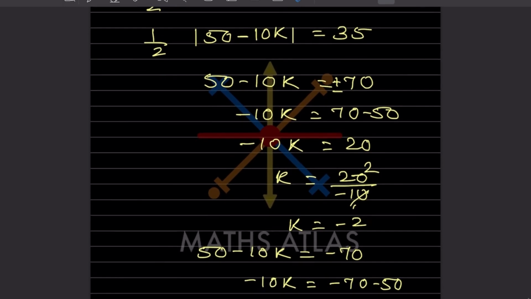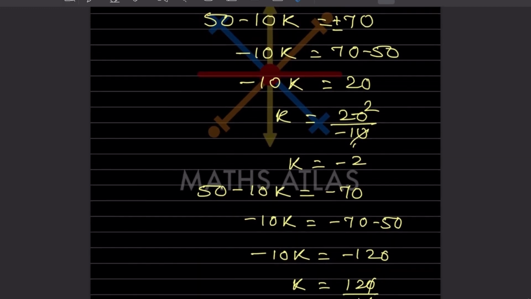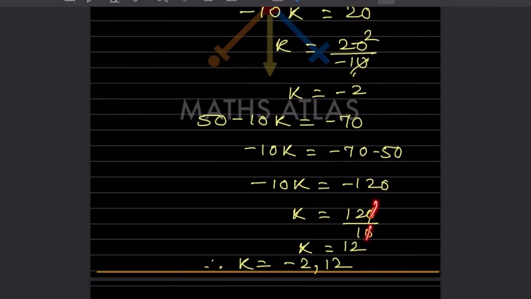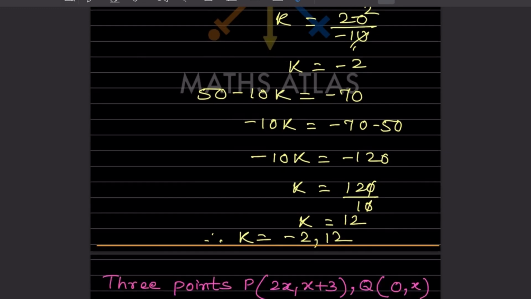And when we take this same thing as minus 70, minus 10k is equal to minus 70 minus 50. So that will be minus 120. So k is going to be, both sides minus means it is going to be positive here. So this and this go off, so k is 12. So with the values of k, we have two values, that is minus 2 and 12.